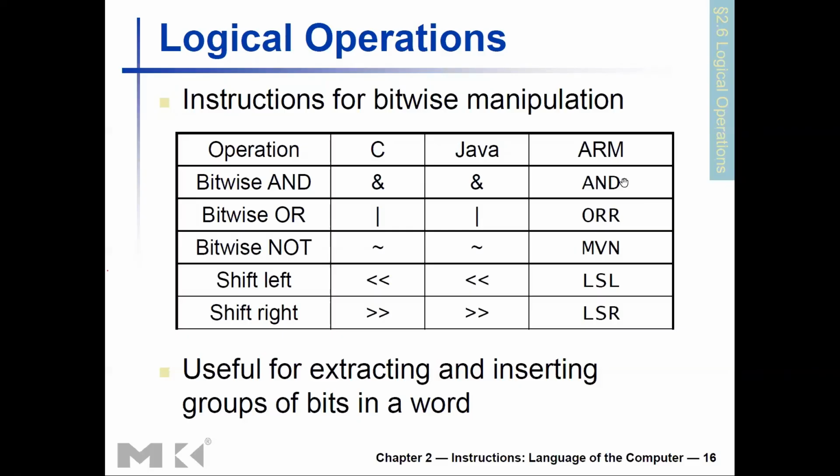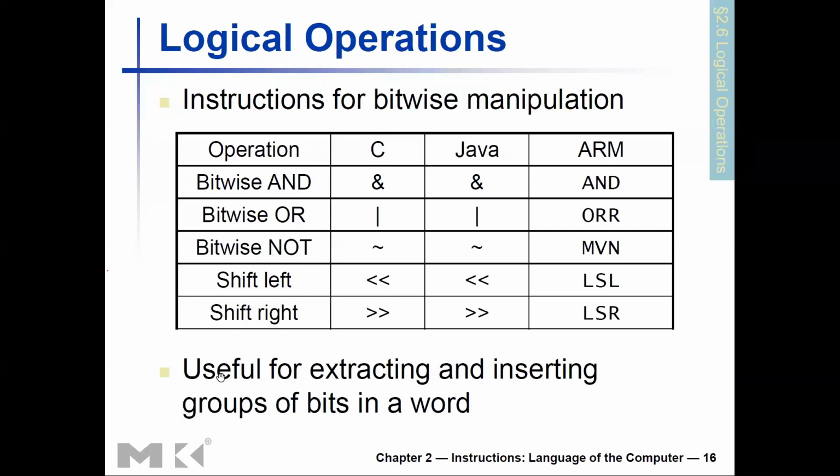Add you have already seen, and you use AND for bitwise AND, and for bitwise OR you use ORR. For NOT, you use MVN, for shifting left you use LSL, and for shift right you use LSR. So these are bit operations. Shift left means shifting the bit string one bit to the left, and shift right means shifting a bit string to the right.